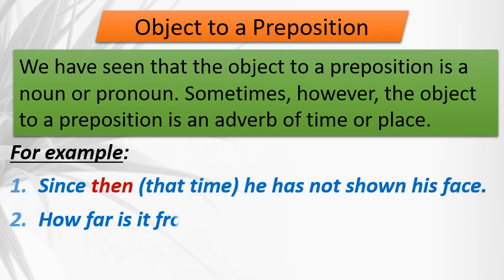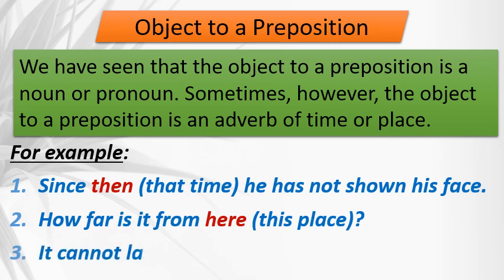Number 2, how far is it from here? Here means this place. Again, as you can see, the word here works as an adverb of place in the sentence and also an object to the preposition from. The third sentence is: it cannot last forever. As you can see, the word ever works as an adverb of time in the sentence and an object to the preposition for.